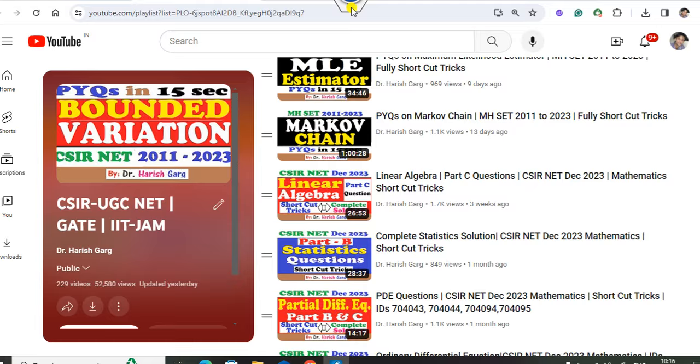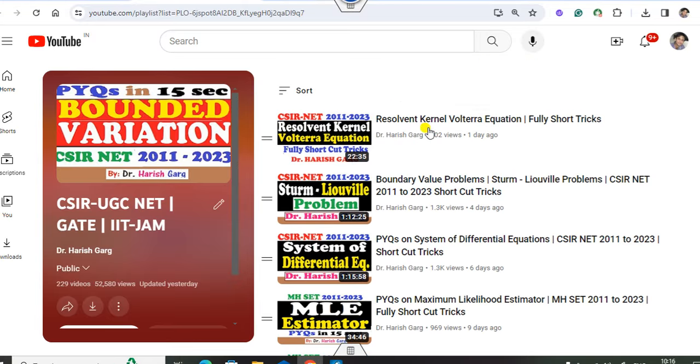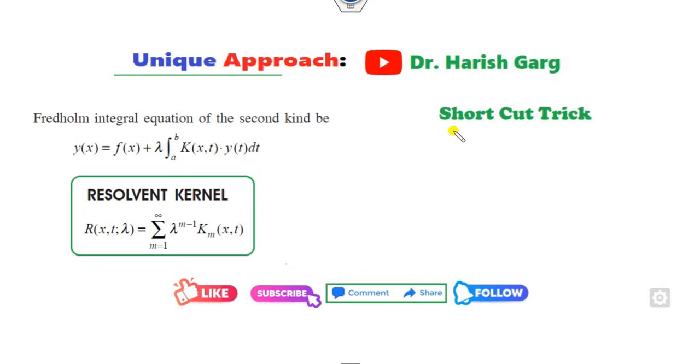As you know, in my last lecture on the resolvent kernel for the Volterra equation, I already explained the shortcut tricks. Now I will explain the shortcut tricks for this case, how you can solve this question in 10 to 15 seconds. Remember, nobody has explained these shortcut tricks. I am the only one explaining them free of cost for all of you.